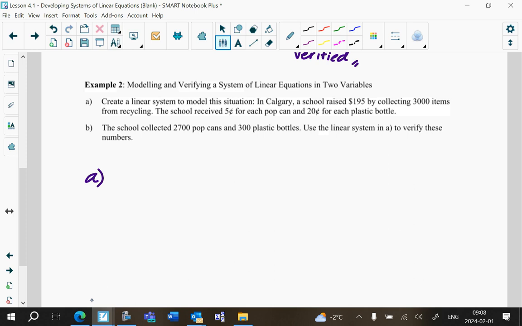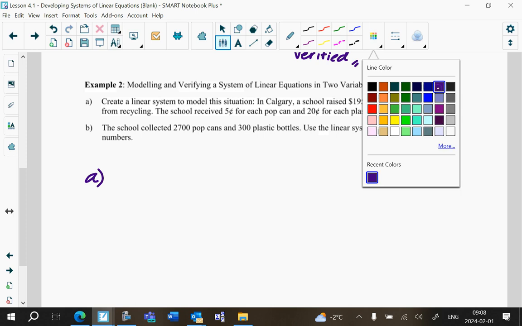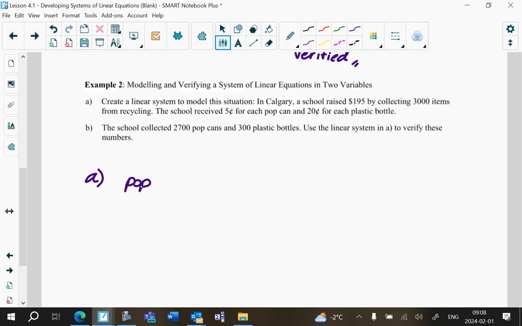What don't I know? The pop cans and the bottles, right? So just to be a little different, I'm going to call the pop cans P, and I'm going to call the bottles B. Okay, so the first thing is to identify the 2 unknown variables. Give them lowercase names. Now we've got to create the equation. So we've got to figure out where in the question is the information to create the 2 equations. Can you tell me one equation?